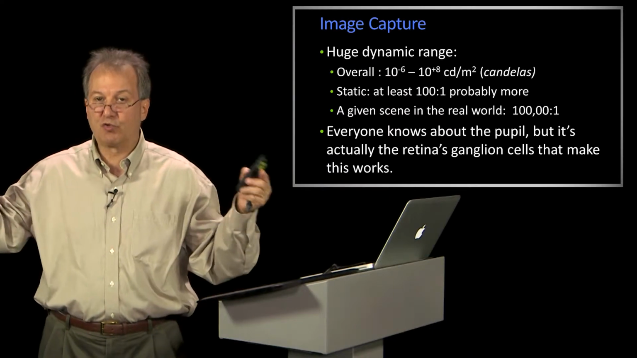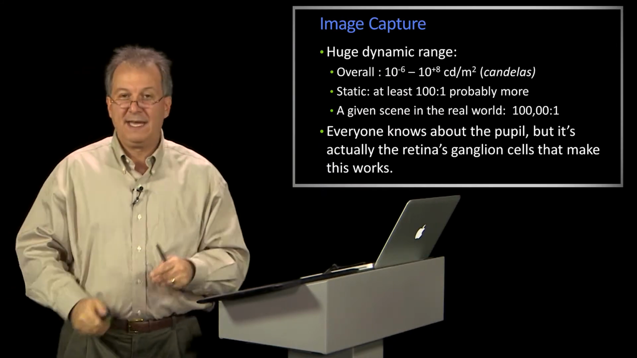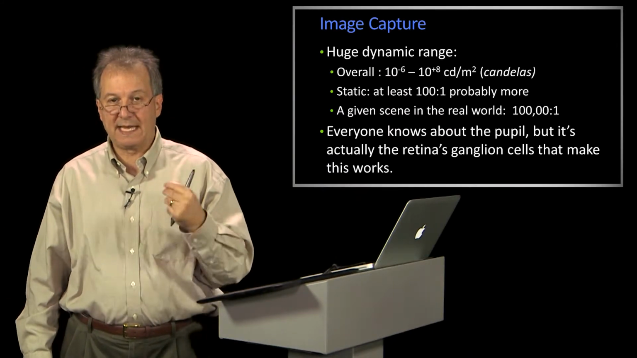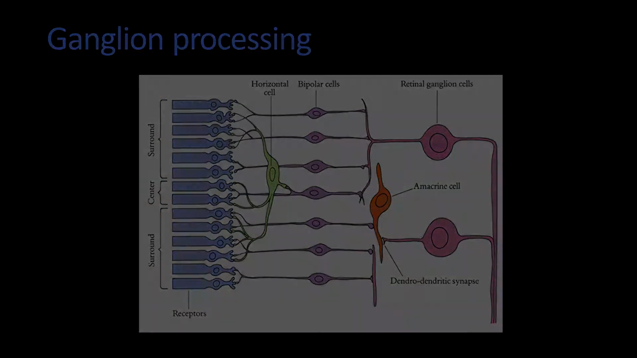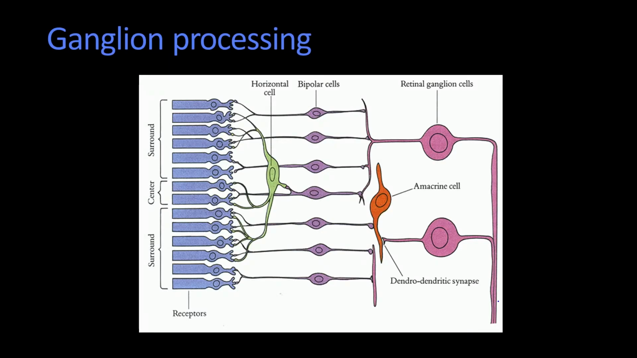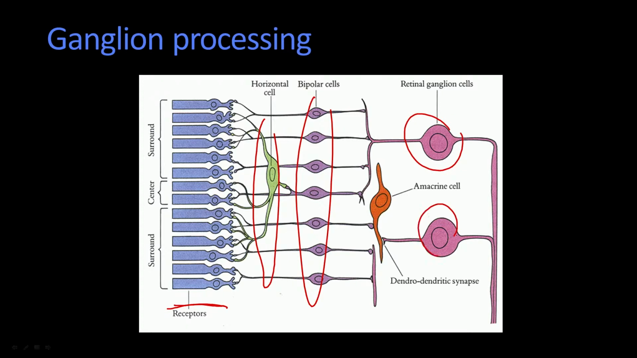But how do you do this great, huge variation? Well, it's actually the retina's ganglion cells that make this happen. And the way it does it is, and this is looking at just a single section. So remember, light's coming in this way. Not too important for this. Here we have our photoreceptors. Here we have our horizontal cells, our bipolar cells, amacrine, and then there's these ganglion cells.